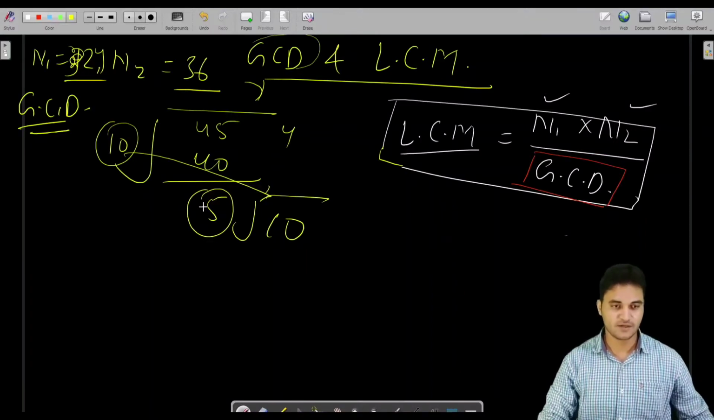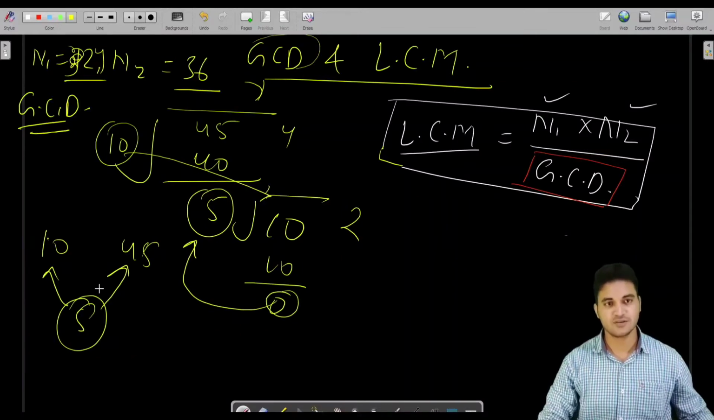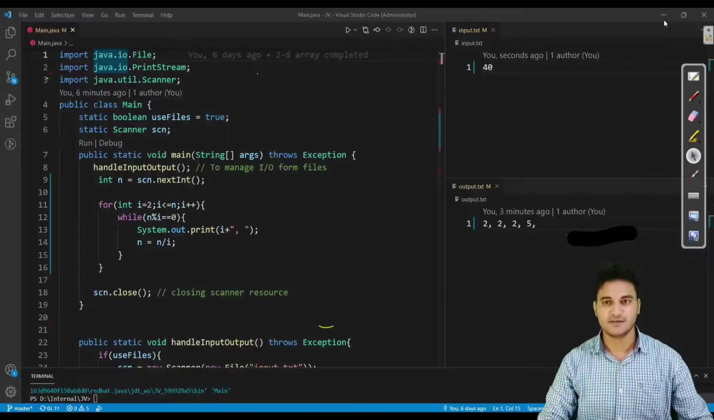Now divide 10 by 5. 5 2s are 10. Now the remainder is 0. So the number which makes 0 as the remainder is the greatest common divisor. You can see in 10 and 45, 5 is the only number which can divide both 10 and 45, and this is the greatest. So this is the logic which we have to apply, and let us see how we are going to apply this logic into action.